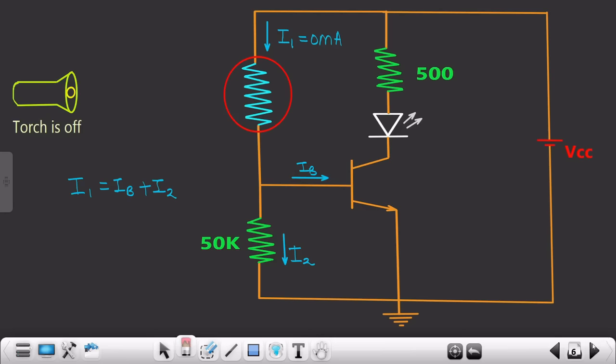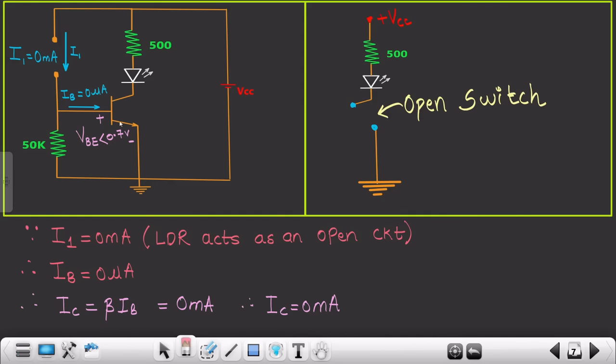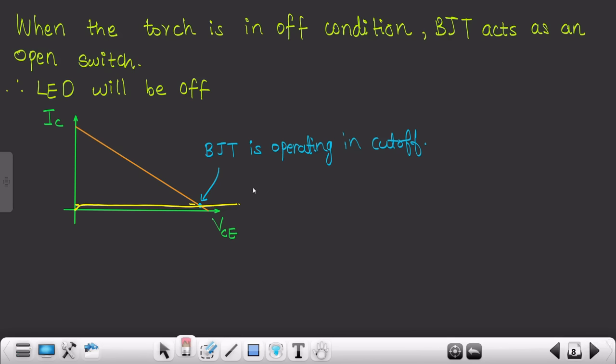Moving further, when the torch is off, the current I1 is negligible, or 0. Since I1 is 0, therefore IB is also 0, and if IB is 0, the base emitter voltage is less than 0.7 volts, so this particular BJT acts as an open switch, and therefore the LED remains off. That means your BJT is operating in the cutoff region.